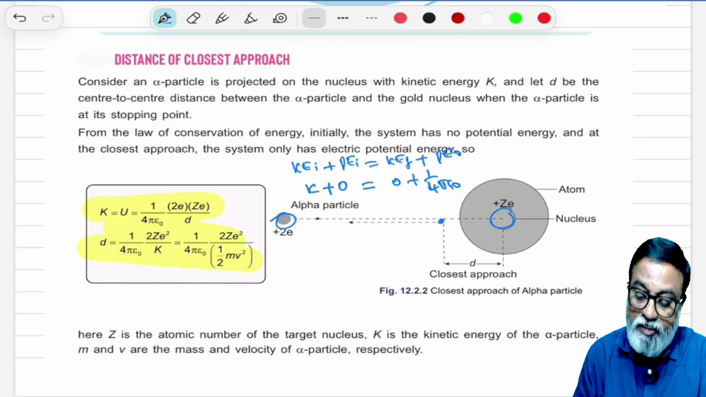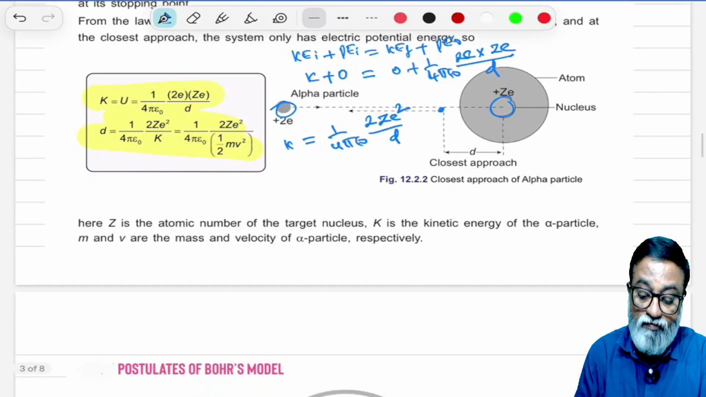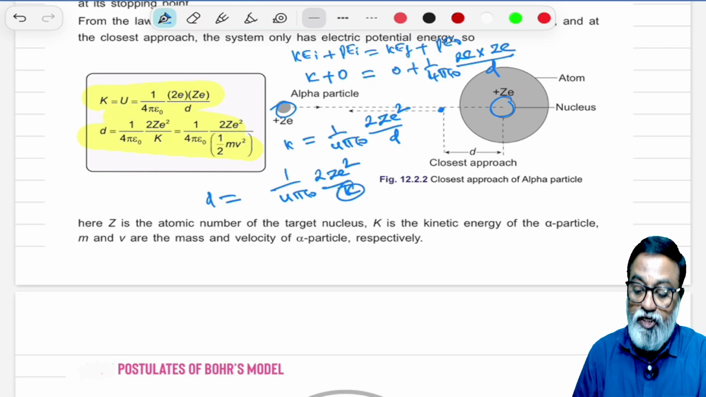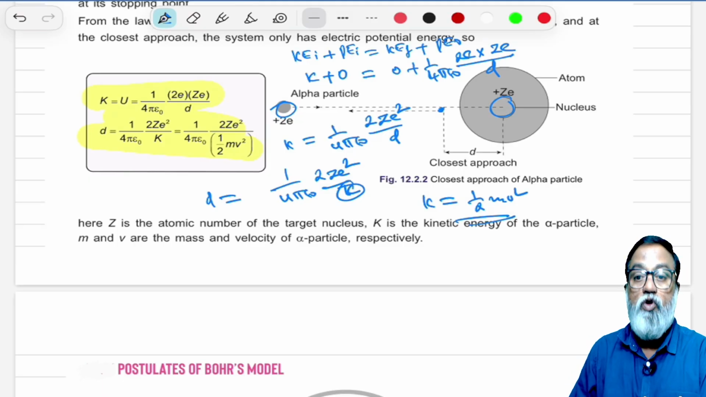Charge of the alpha particle is 2e, and the charge of the nucleus is Ze. That minimum distance is d. Therefore, here kinetic energy is equal to 1 by 4 pi epsilon 2 Z e square by d. This d is nothing but the minimum distance, the distance of closest approach. That d is equal to 1 by 4 pi epsilon 2 Z e square by K. Here K is nothing but the initial kinetic energy, which is equal to half mv square. This is the distance of closest approach.